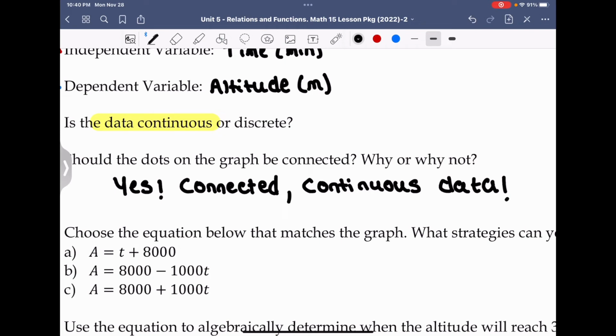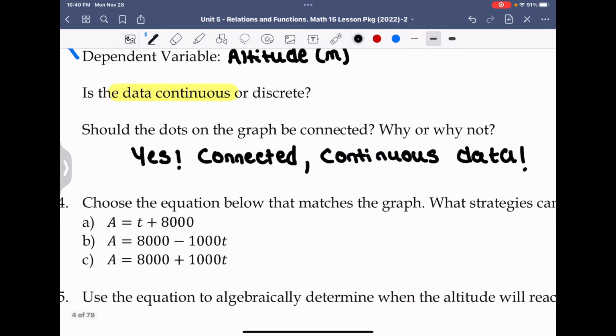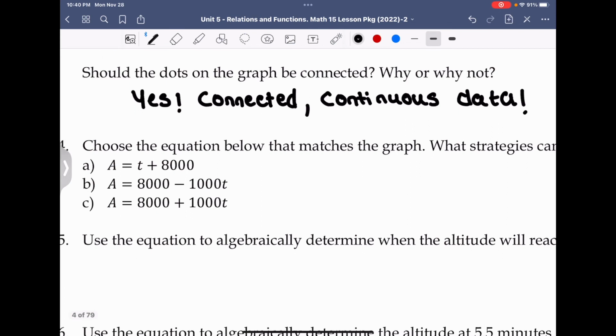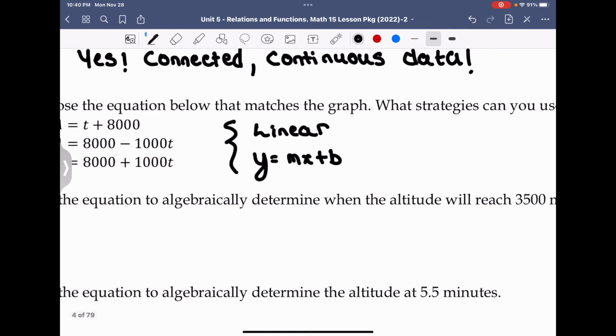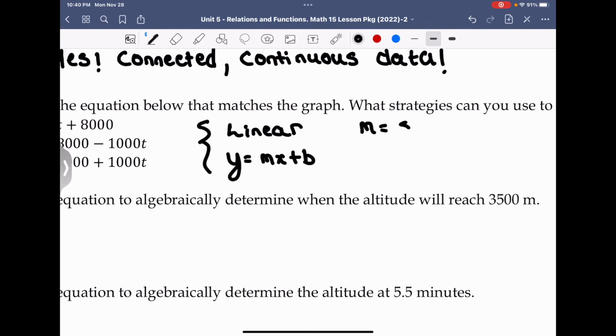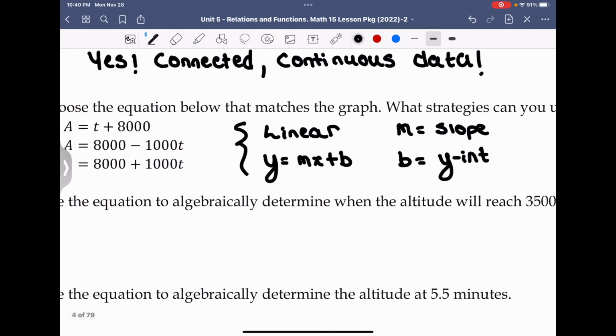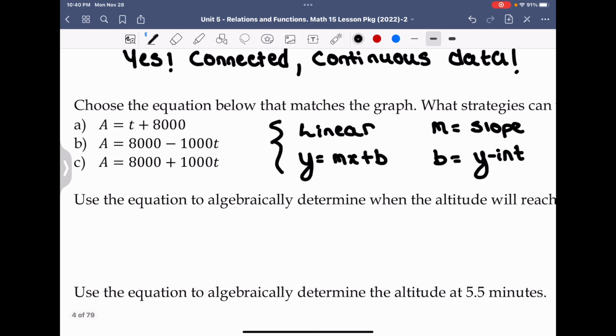There we go. Okay, now choose the equation below that matches the graph. What strategies can we use to verify? Well, to verify it, we can actually find the same thing we found before. Any linear graph is symbolic of y equals mx plus b. That's the general form for any linear graph, where we know the m is equal to our slope and the b value is equal to our y-intercept. So those are going to be some elements we need to find on our graph in order to figure out which of these equations represent our graph.